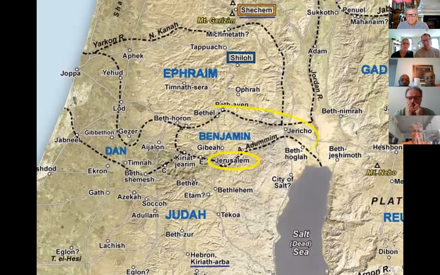Note that the area north of Jerusalem was allotted to the tribe of Benjamin. Jerusalem itself sits within the borders of Benjamin. We will see that the most important routes to Jerusalem, even from the east or west, approach Jerusalem from the north, that is, through the territory of Benjamin.